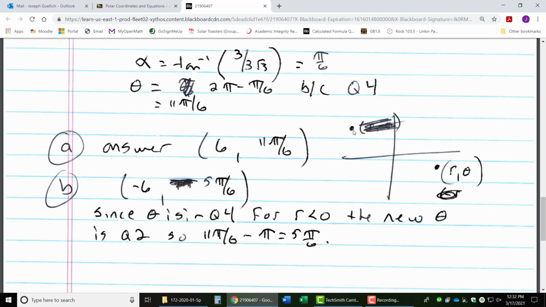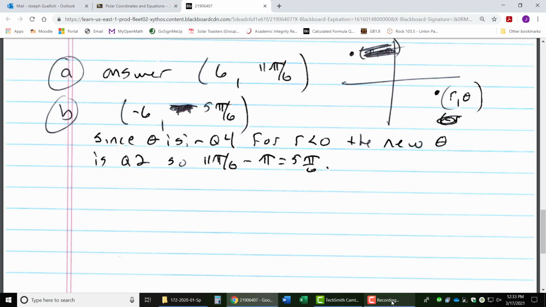So we'll need the angle in quadrant 2, which is 5 pi over 6. You can see I just subtracted the pi to get it. That is polar coordinates, and we're done.